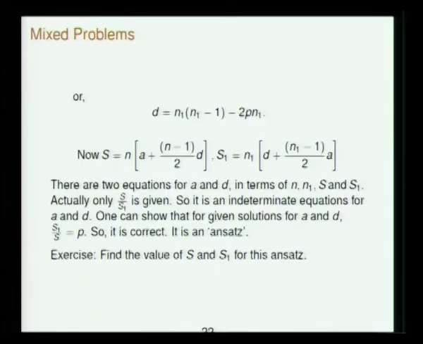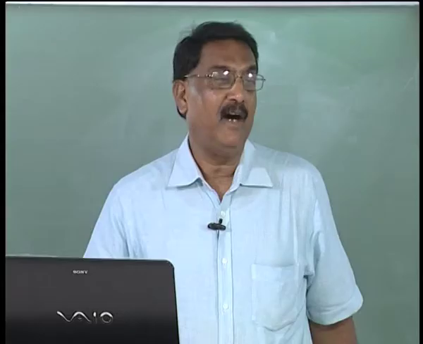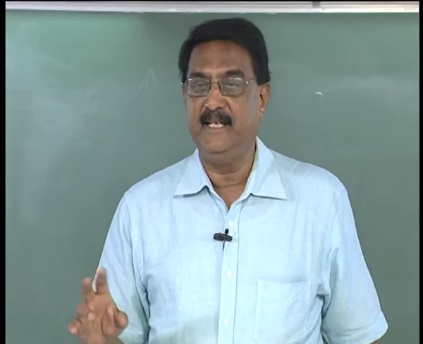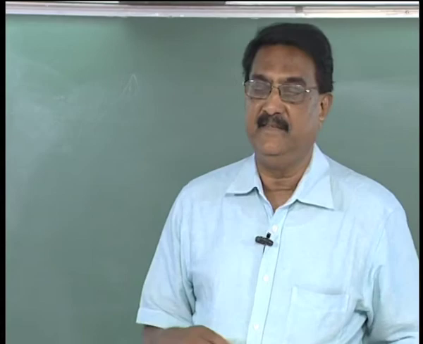So, here you see s is this and s1 is this, the sums of the arithmetic series. There are 2 equations for the unknowns a and d, and we have to solve for a and d, but only s by s1 is given. You have to divide these 2 equations, and there will be only one equation in s by s1. So, it is one equation for two quantities a and d. So, it is actually an indeterminate equation.